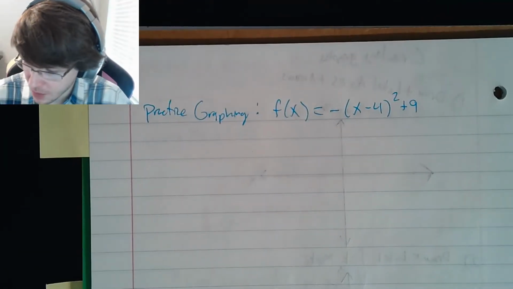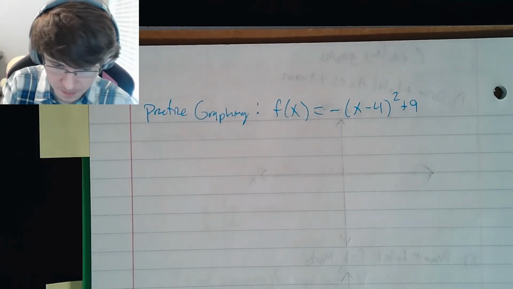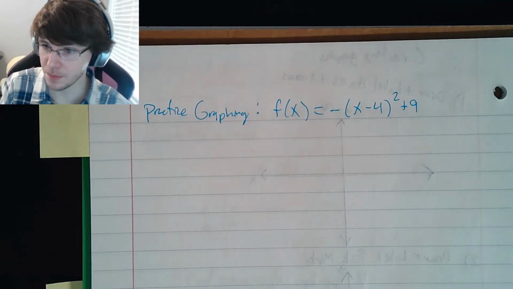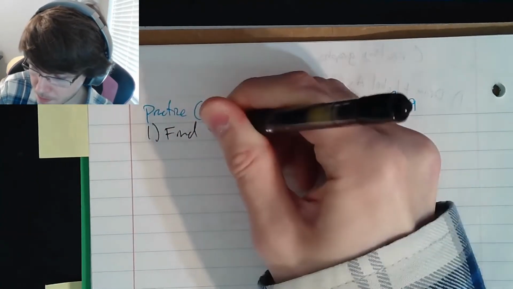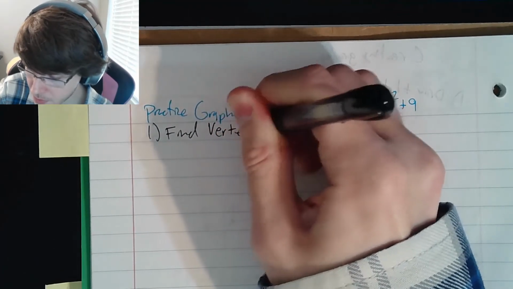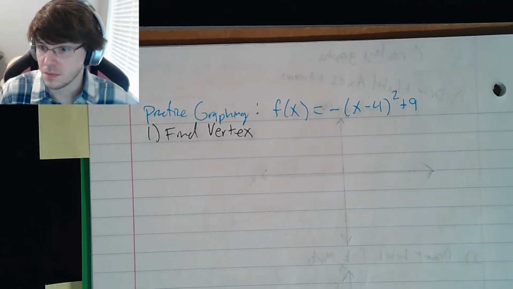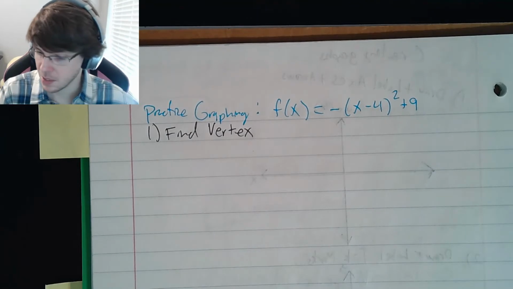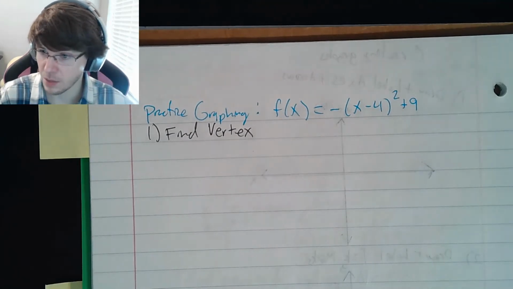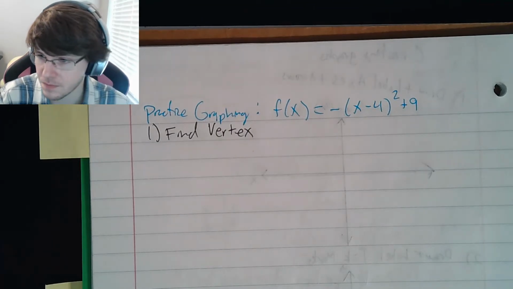Here we go. We have f of x equals negative of x minus 4 squared plus 9. So what do we have to do? Our step 1 is find the vertex. So when you find the vertex, we need to use these 3 values somehow. And again, I recommend pausing the video to see if you can figure that out on your own.